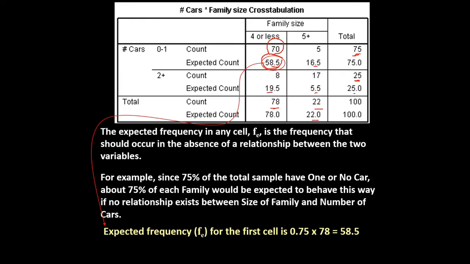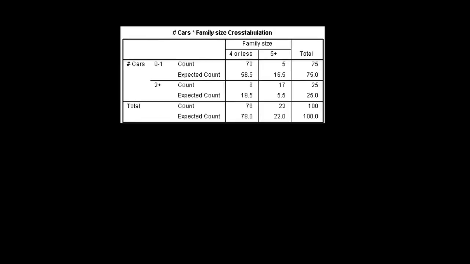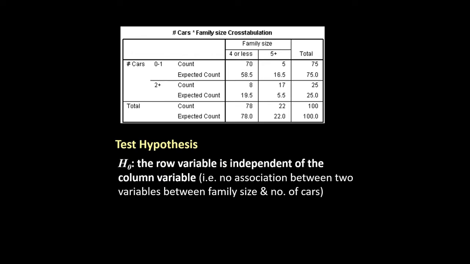The next thing is to compute the chi-square test. Let me show you quickly what the hypotheses look like. Of course, our null hypothesis is that there's no relationship, which means the two proportions are the same. So we're saying that the row variable is independent of the column variable.